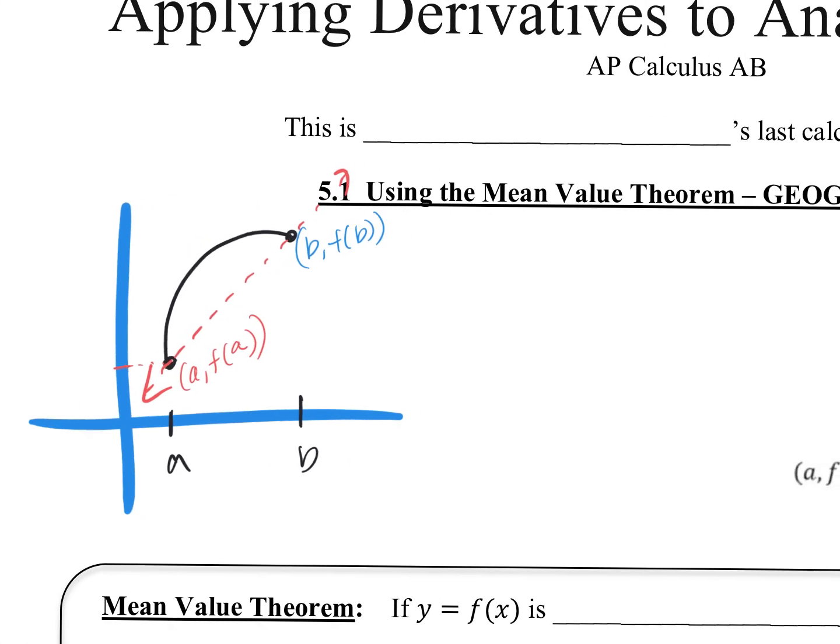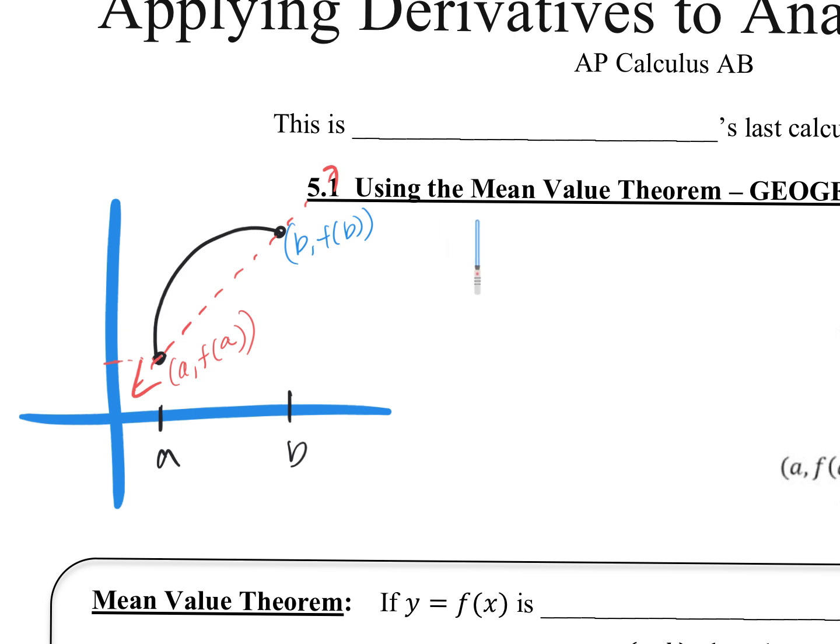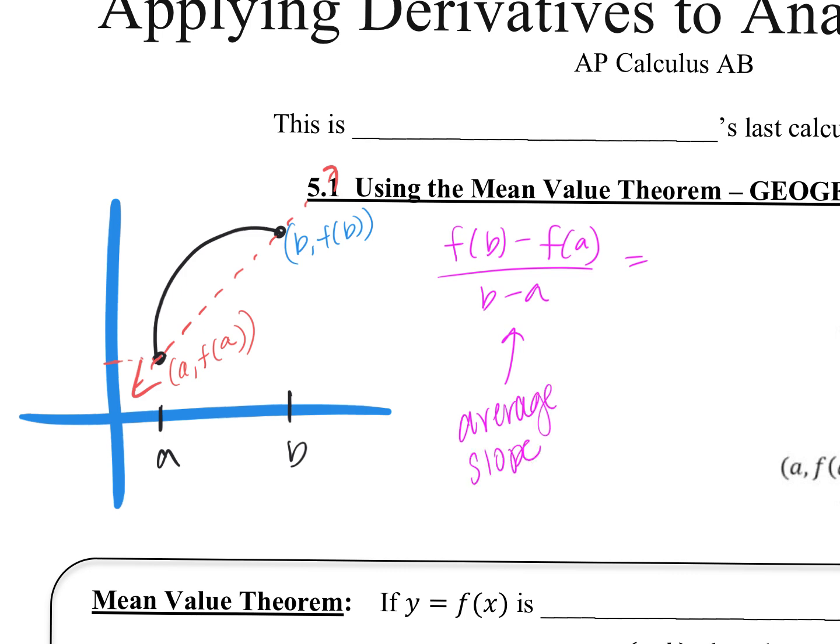And you guys, I want to find the average. Mean just means average. What's my average slope? How would I do that from these 2 points? Change in y over change in x would look like what from these 2 points? F of B minus f of A all over B minus A. You know it. That's my average slope. Average rate of change, if you will.